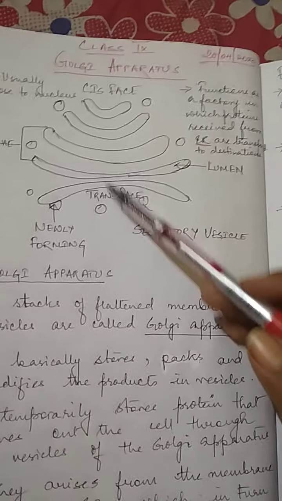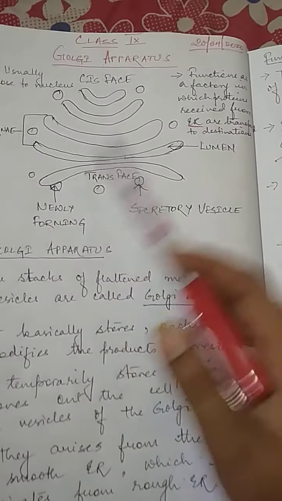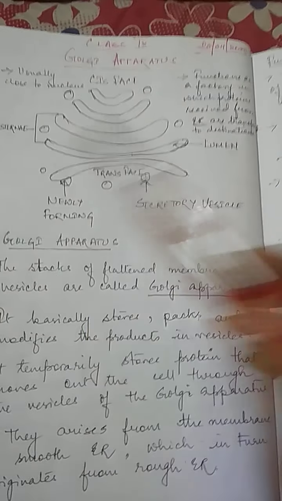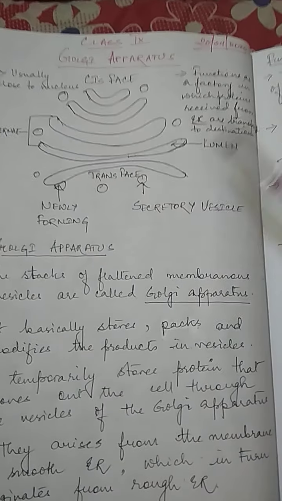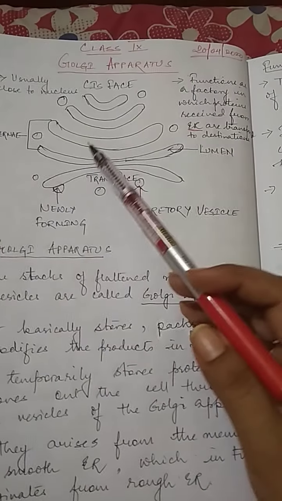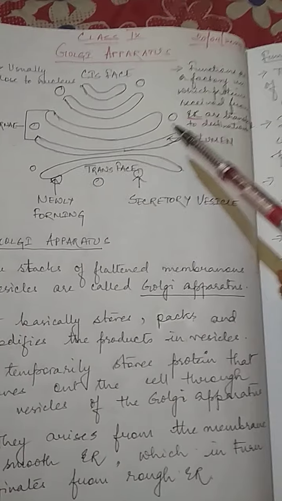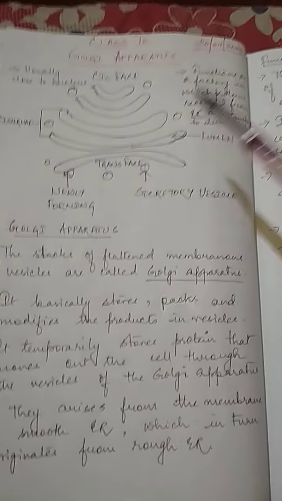So in short, what I can say is it has more of a secretory function, and it has stack-like structures. These stack-like structures are known as cisternae, and it secretes in the form of vesicles. The vesicles have protein and enzymes. It is usually close to the nucleus, and it is interconnected with your endoplasmic reticulum. This is your Golgi apparatus.